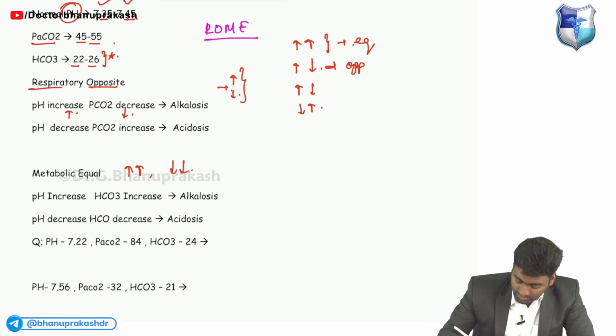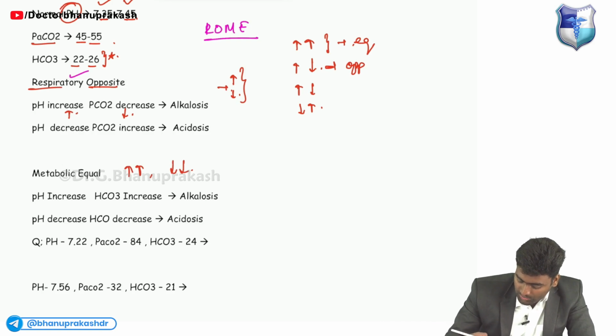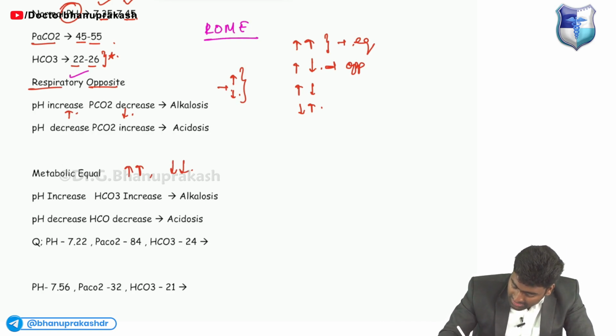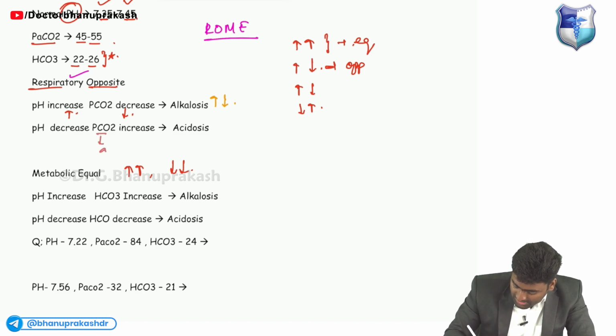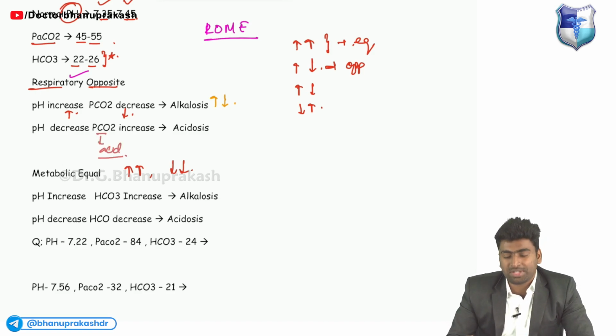Fine. First you see respiratory opposite, I told you, right? If there is respiratory alkalosis, first you see the pH is increased, then for PCO2 you see alkalosis, so the PCO2 will be decreased. Whereas we know the PCO2 is an acidic substance. In the case of acidity, this PCO2 will increase.